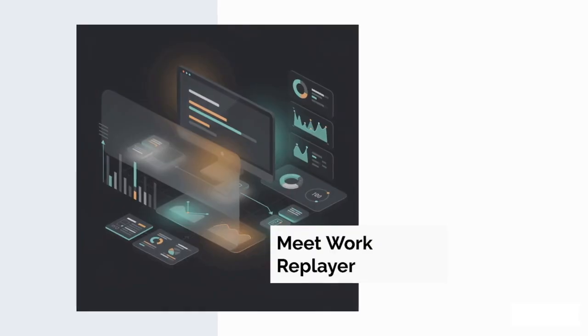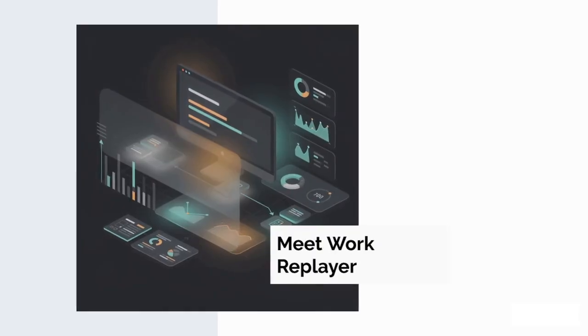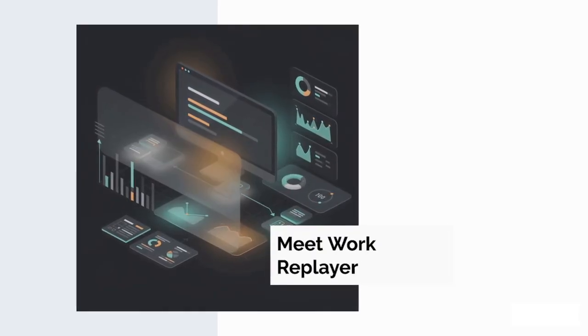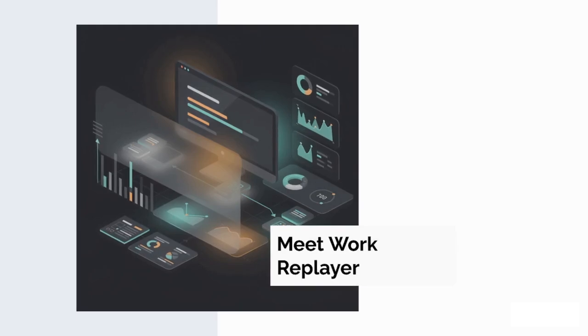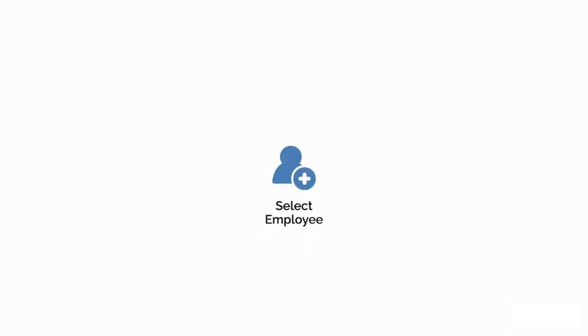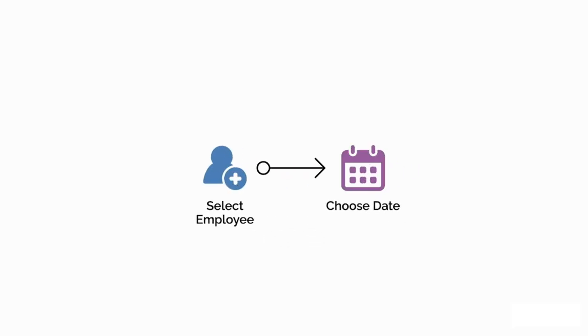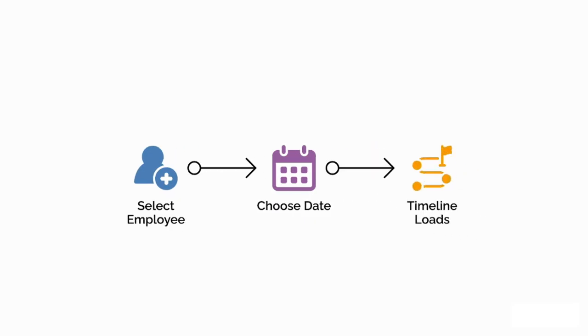That's exactly where Work Replayer comes in, turning that blurred, disconnected picture into something you can actually see and understand. Just select the employee, pick the date, and within seconds, the full timeline loads. App icons, timestamps, and screenshots telling the story of the day.